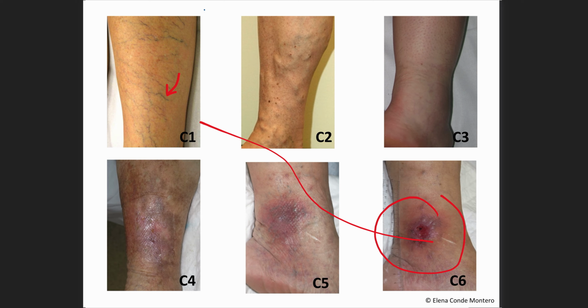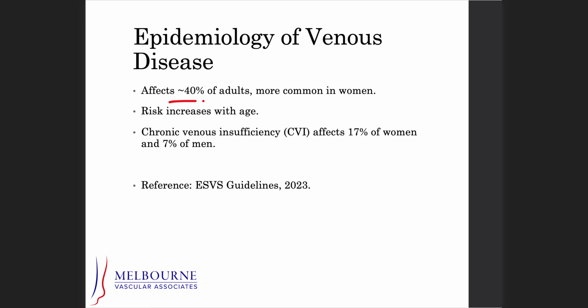Varicose veins are very common in the general community. Perhaps up to 40% of adults have some form of vein issues that could be identified if you look at their legs or their body very carefully. And it's certainly a problem more common with women and as we get older.